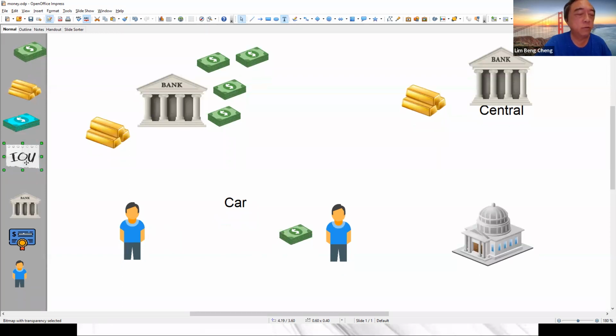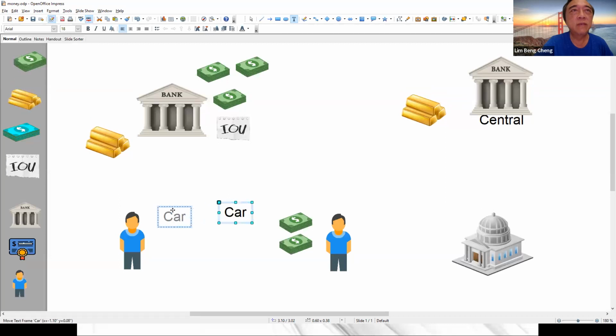So this person will go to the bank and take a loan. Okay, the loan is actually an IOU. So he told the bank, okay, I owe you some money. It's a loan. You lend me some money. So now the bank has this thing called IOU. So with this money, he gives it to this seller, and now he can have the car. Okay, so money moves around.